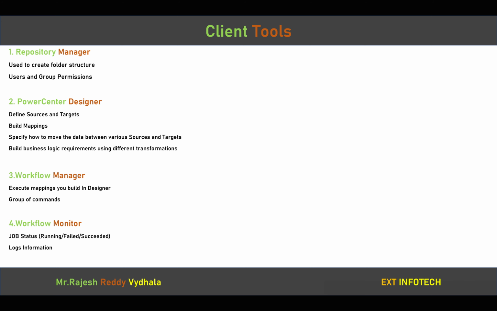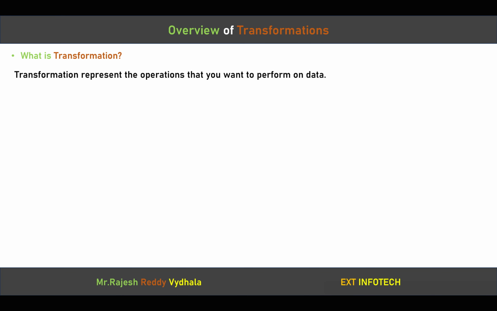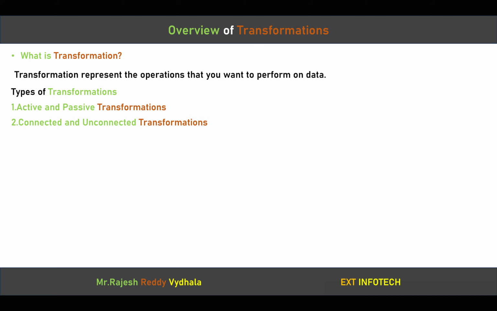Now let's see transformations. First, understand what exactly a transformation means. A transformation is when you perform some operation on particular data; that process we call a transformation. At the Informatica level we have different kinds of transformations available, basically two classifications: active and passive transformations, and connected and unconnected transformations.